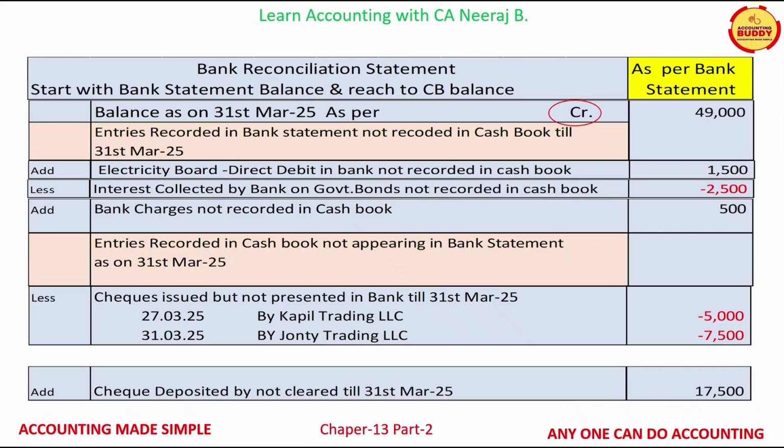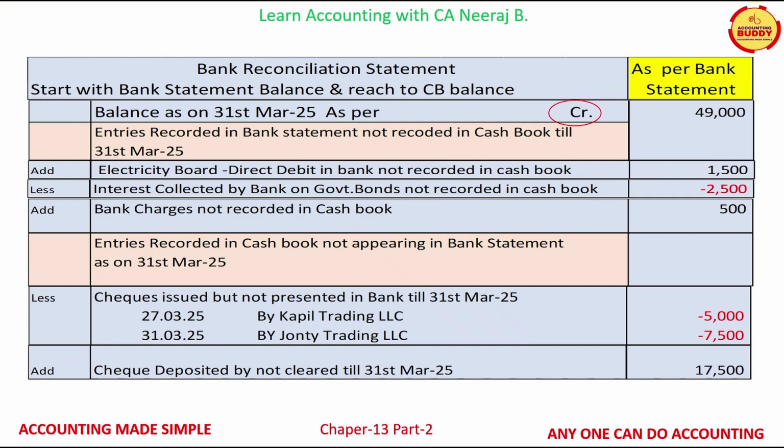A check of $17,500 is recorded in the cash book and is deposited into the bank but has still not been cleared till 31st March 25, as a result of which the cash book balance is increased. Therefore, this amount of $17,500 will be added to the bank statement balance.